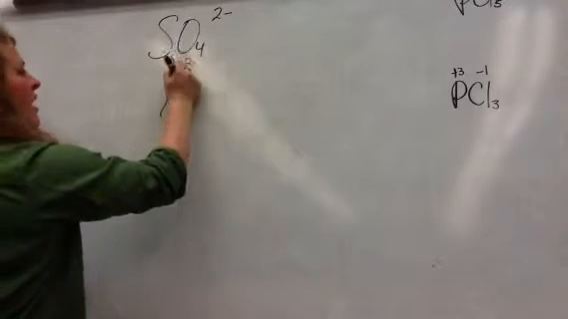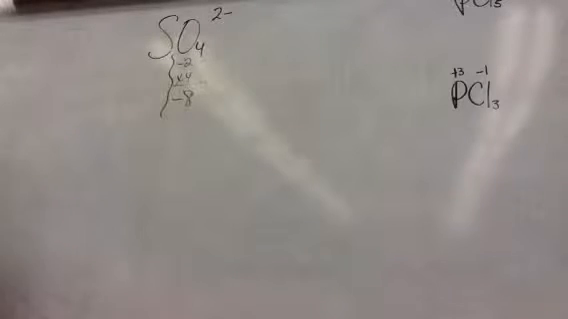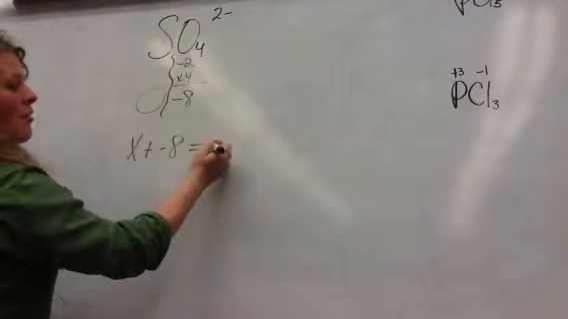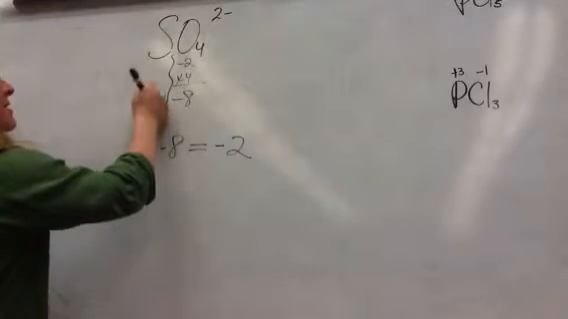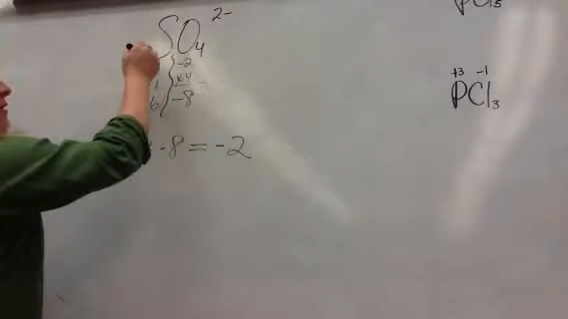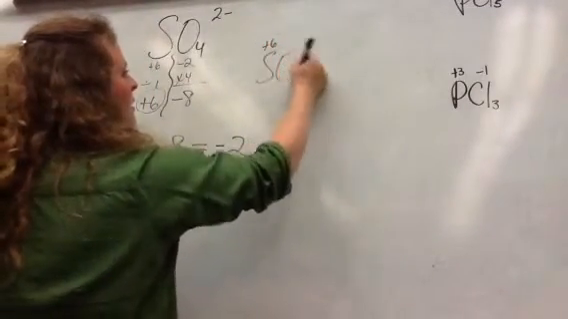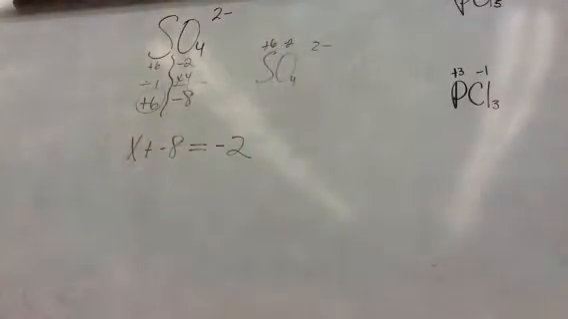So, -2, we have 4 oxygens. Total negative oxidation number of 8. Okay, so what do we have to have here? Remember that it's got to be something that plus a -8 will equal -2. 6. So this is going to be a +6. And then again, divide by 1. So we have our final answer of that. Isn't that messy? It is.